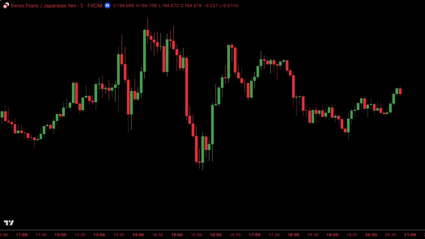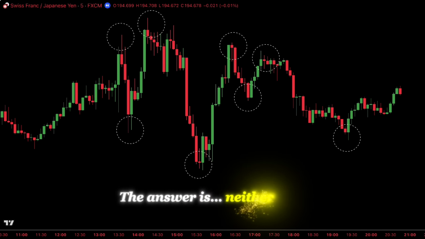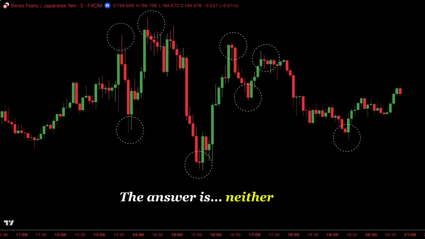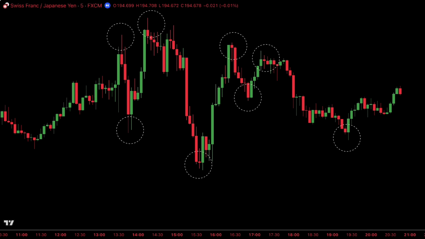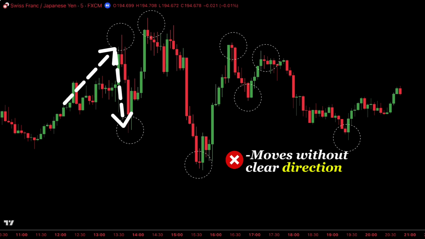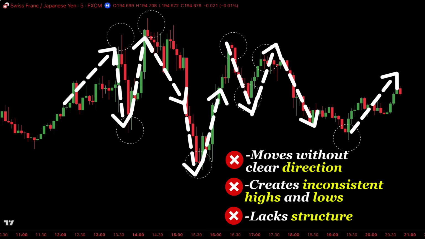Take a look at this chart example. Ask yourself, is this a trending market or a range-bound market? The answer is neither. This is what we call a choppy market. A choppy market is when price moves without clear direction, creates inconsistent highs and lows, lacks structure.